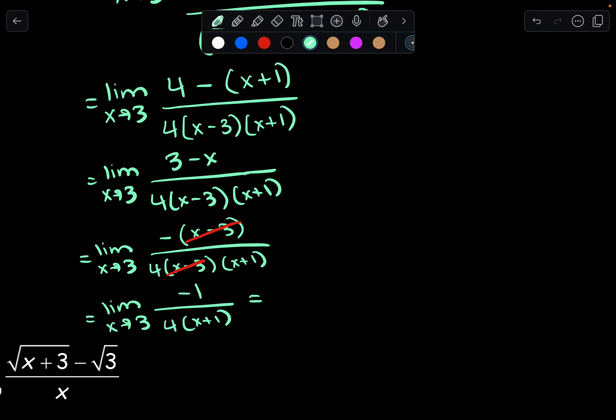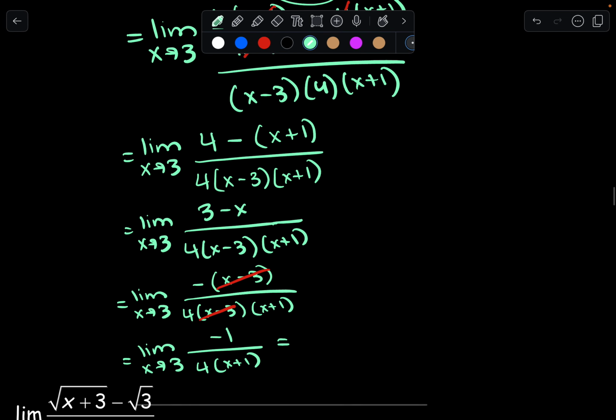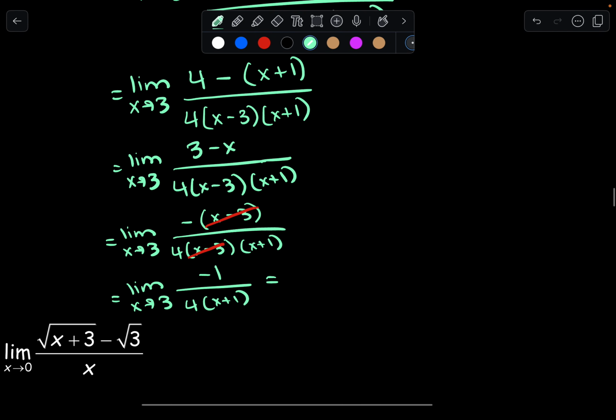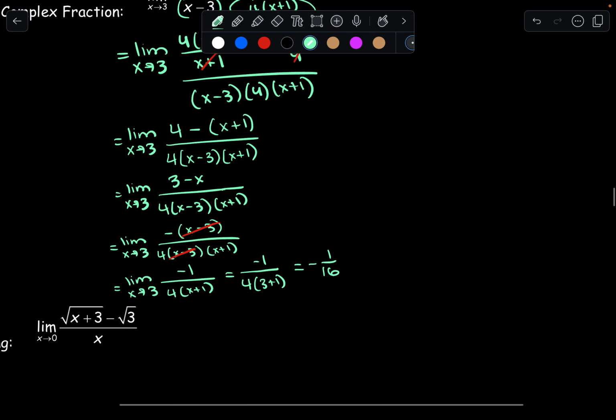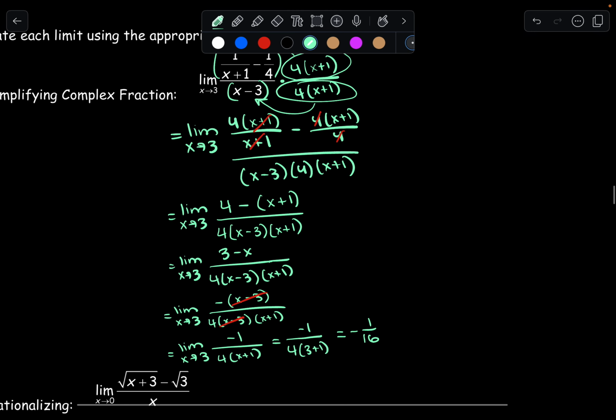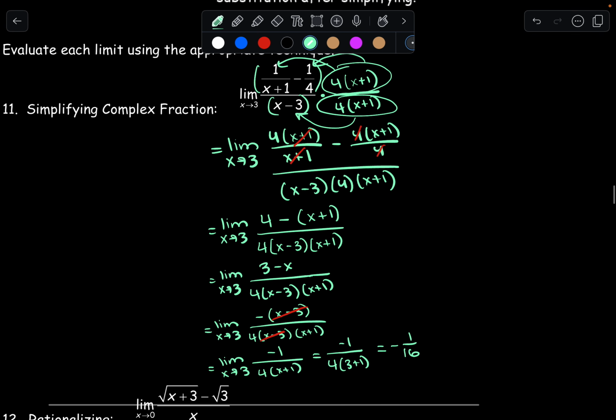Okay, so the original headache was that x minus 3 in the denominator, but now it's no longer there. So let's use direct substitution and evaluate this. So we have negative 1 divided by 4 times 3 plus 1, which means we get negative 1 over 16. So at x equals 3, this is a removable discontinuity, a hole. If it was a vertical asymptote, it would have been infinity, or it would have been does not exist, okay?